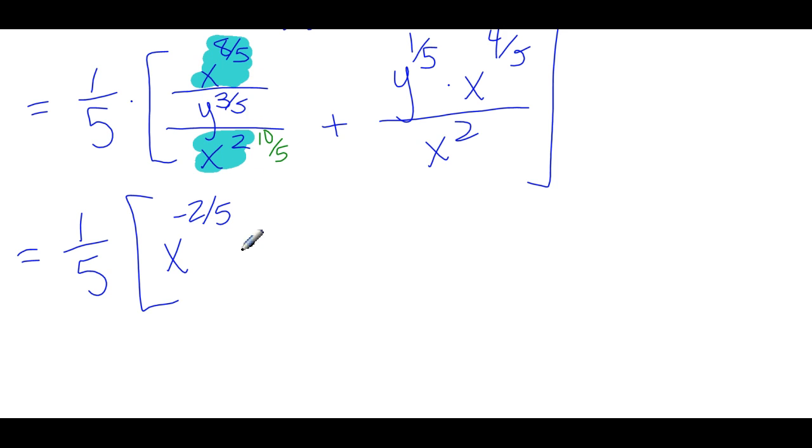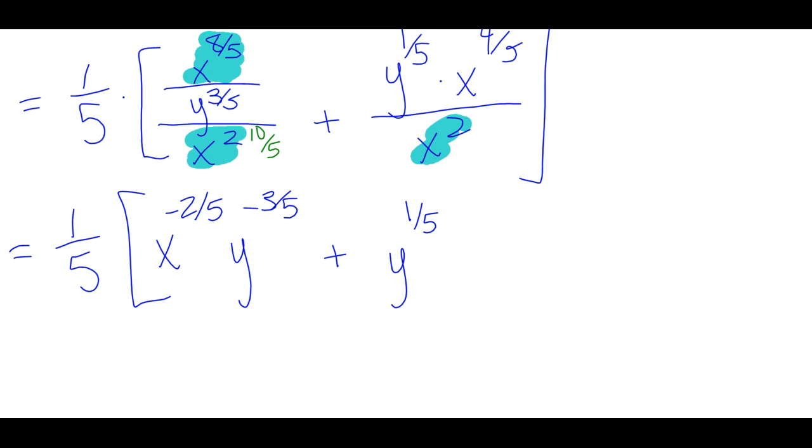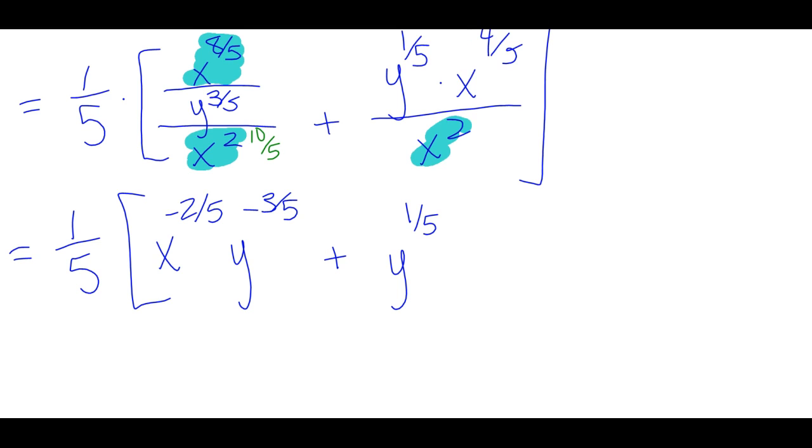And this y to the 3/5 is down in the denominator, so if I pull it up beside it, it becomes a negative 3/5. And then here, the y to the 1/5 is not being simplified with anything, so y to the 1/5. And then this x to the 4/5, once again, this is being subtracted from this.